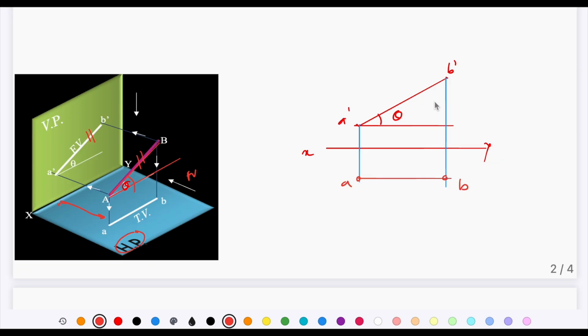Now when you compare the length of those two views, the line is parallel to VP, so the view that is going to appear in the vertical plane, that is the front view, is going to represent the true length of the line, whereas the line is inclined to HP, so the view that is going to appear in the horizontal plane, that is the top view, is going to have a reduced length.